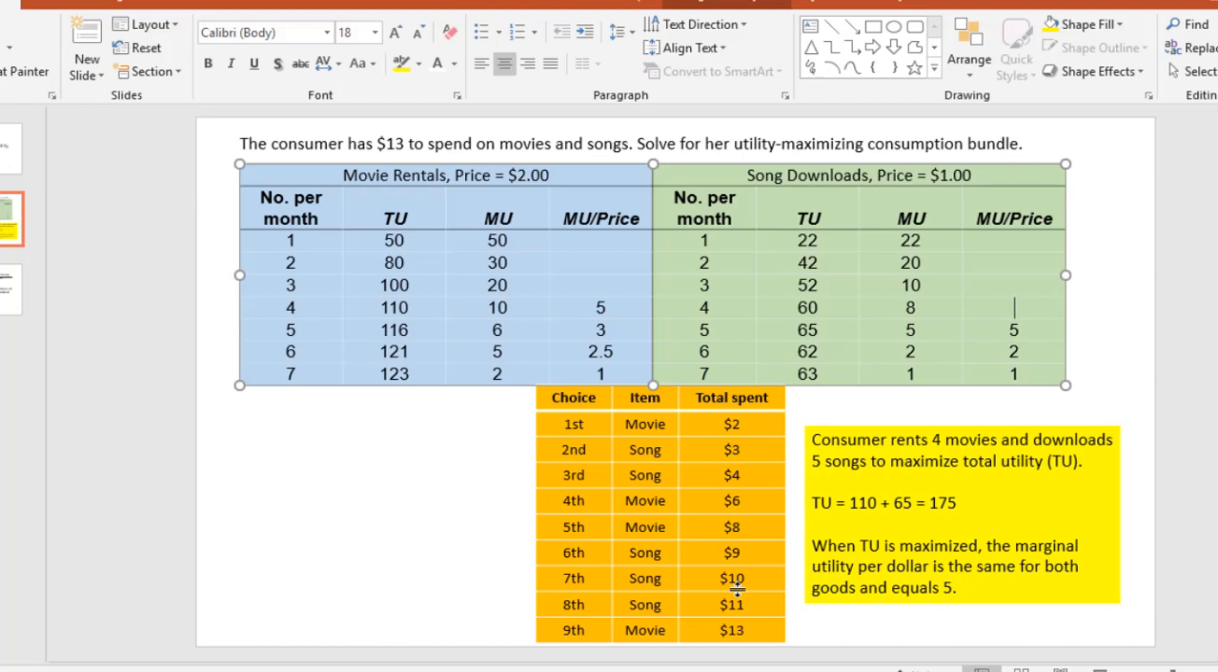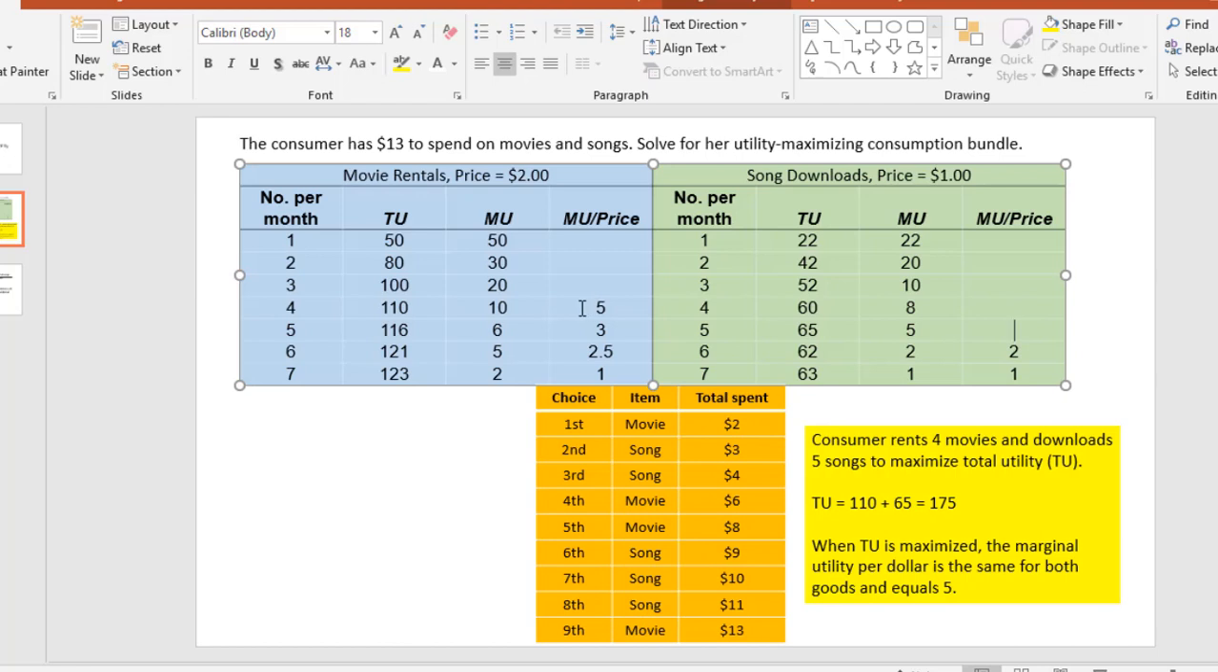Let's see what we want to get next. So we could get the fourth movie, marginal utility per dollar is 5, or the fifth song, the marginal utility per dollar is 5. Again, it's a toss-up. Let's go ahead and get another song. So I do that. And now our 8th item, we purchase a song, and our total spending is $11.